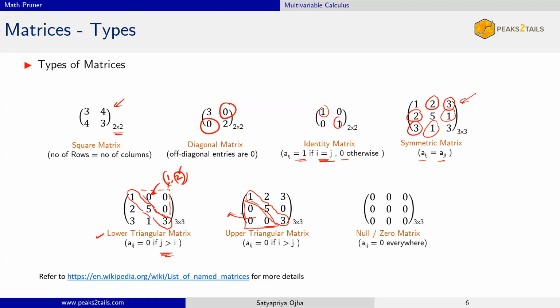All right. And finally, we have a null matrix or 0 matrix, which is 0 everywhere. Everywhere it's just 0. Okay. There are a lot of details in Wikipedia. If you're interested, you can learn about it. Any questions so far? Clear, everyone?